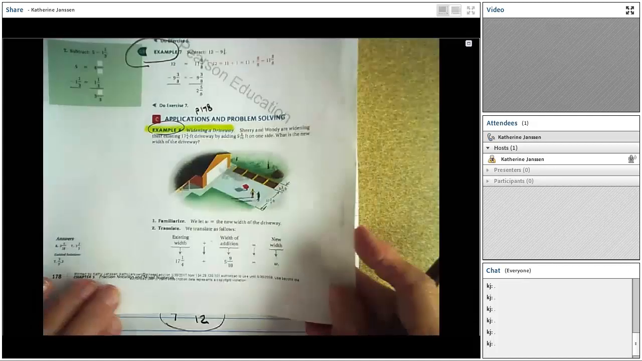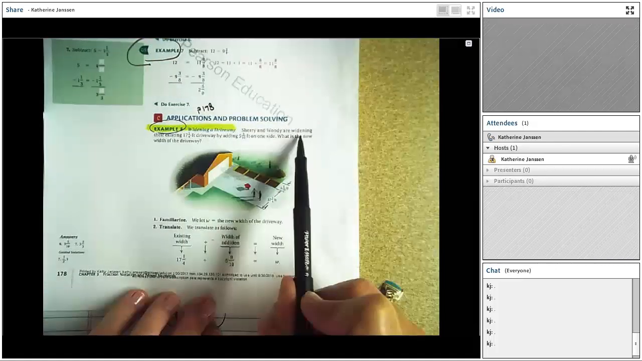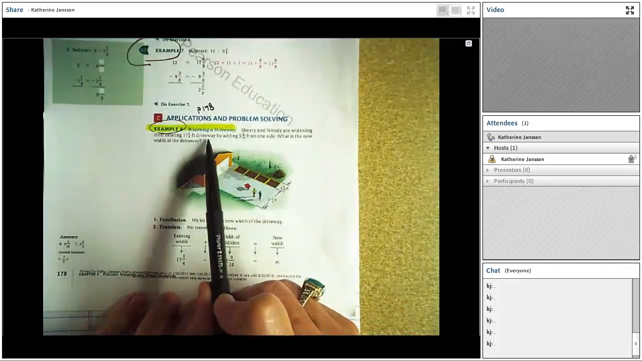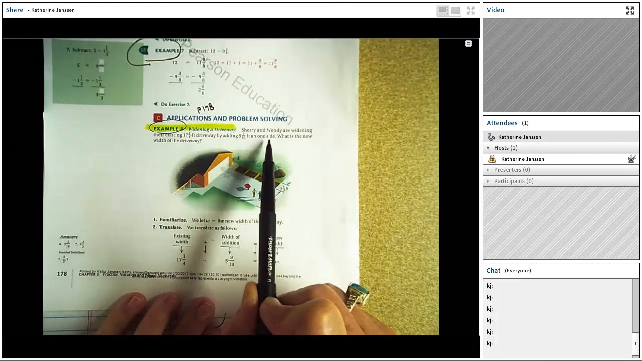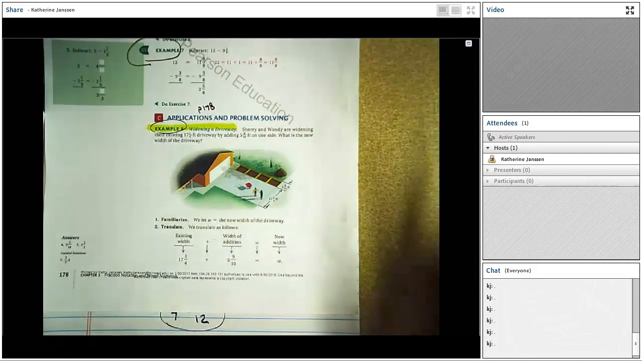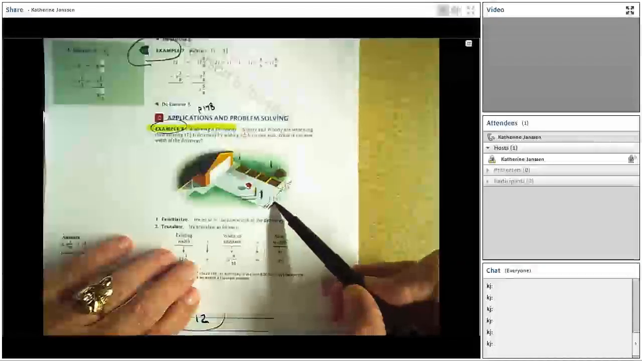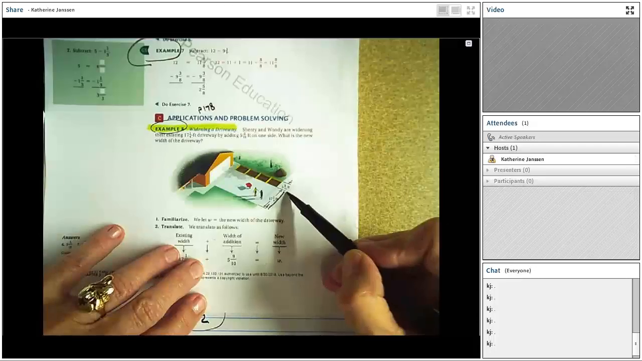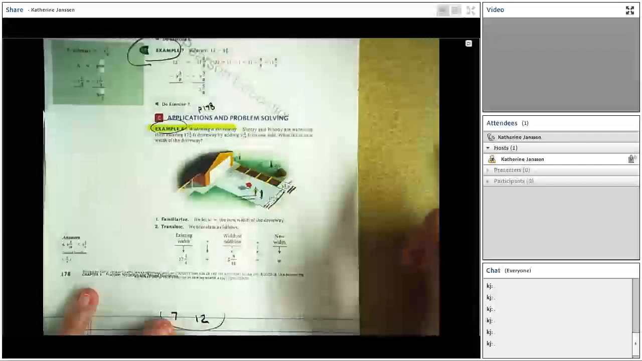Next, we're looking at an application problem. Widening a driveway. Sherry and Woody are widening their existing 17 1/4 foot driveway by adding 5 9/10 feet on one side. What is the new width of the driveway? So we have our 17 1/4 feet for the original driveway, and we're going to add 5 9/10 feet. And we want to find the new width.